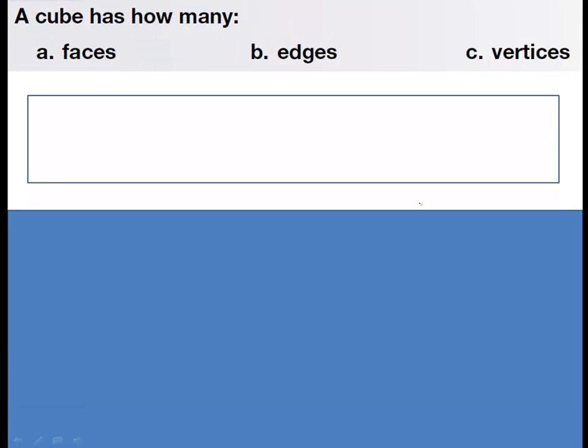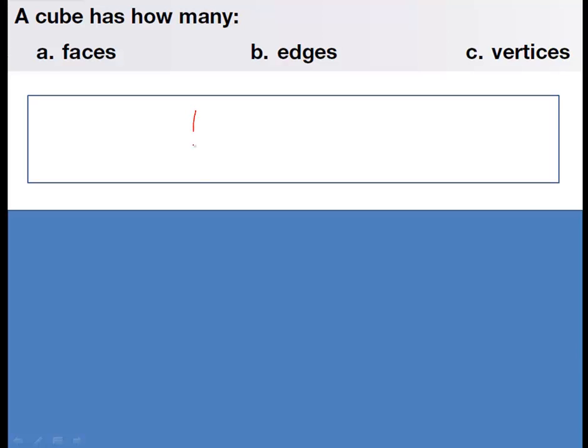Okay, so a cube. Think about a cube. A cube's a die. It's got equal sides. So how many faces does a cube have? How many edges does it have? And how many vertices does it have? All right. See if you can do it. See if you can get the answer. Go ahead.